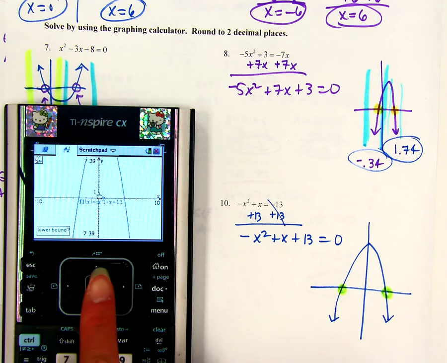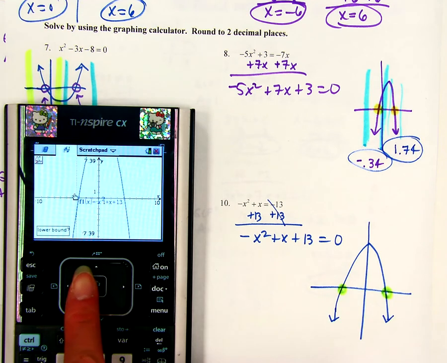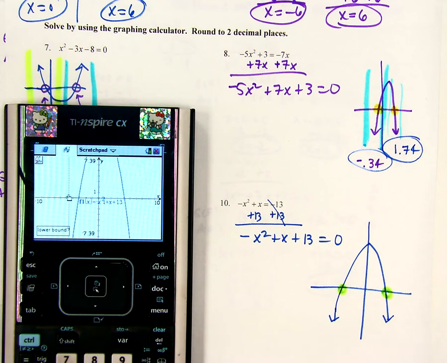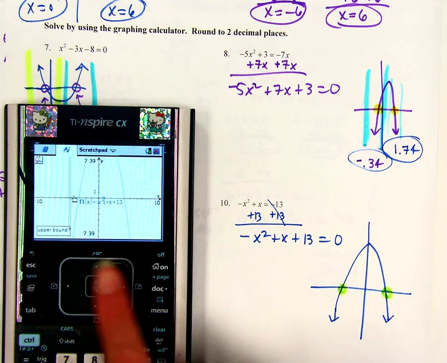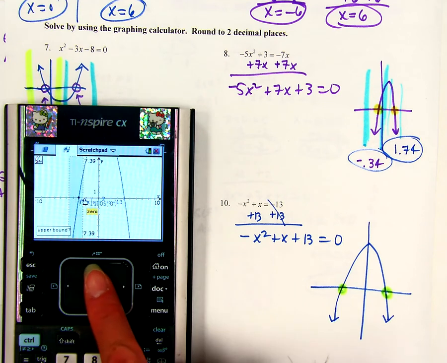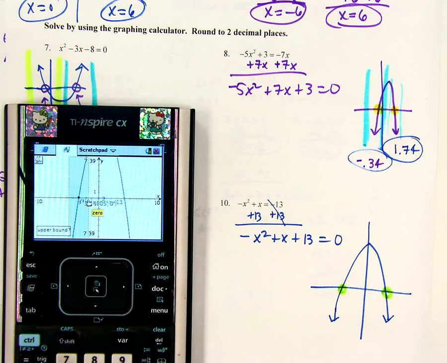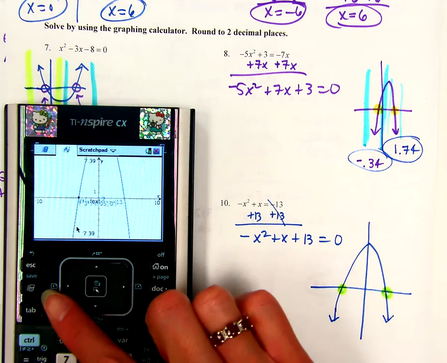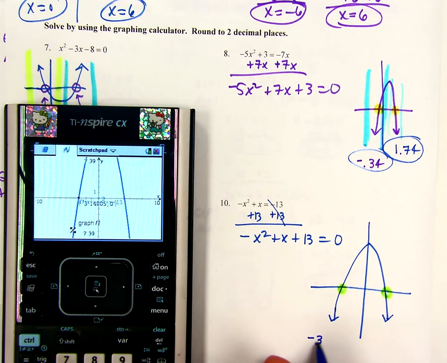So the only thing that's different is you can scroll, and on the Inspire it shows like a little shaded area, which is kind of nice to see. So this tells me that my 0 is at negative 3.14.